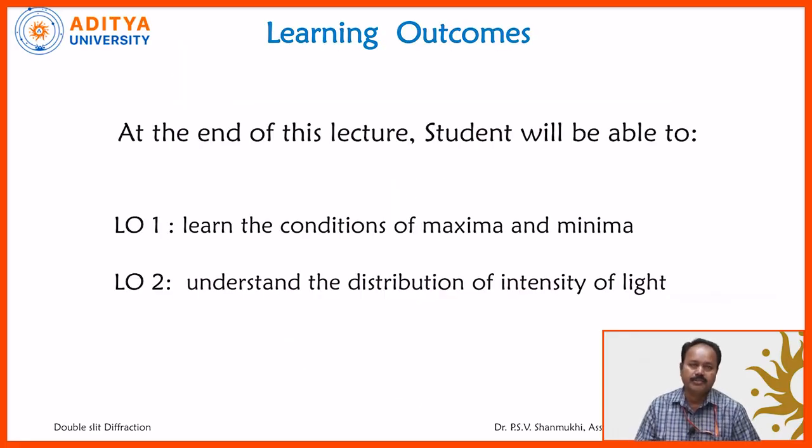So at the end of this lecture, students will be able to understand the conditions of maxima and minima. They can also understand the distribution of intensity due to the Fraunhofer diffraction due to double slit.